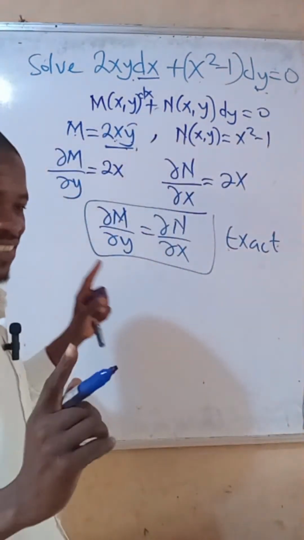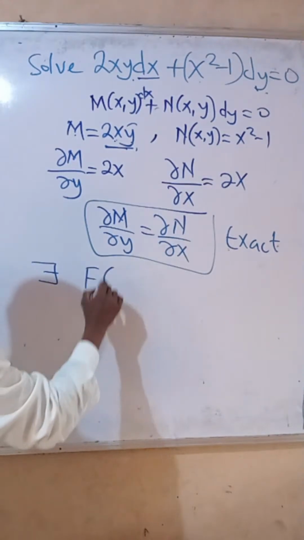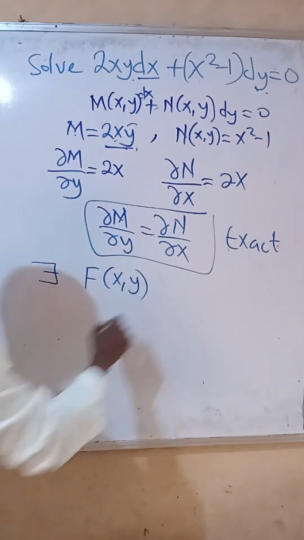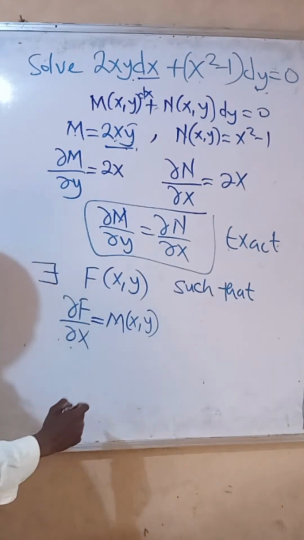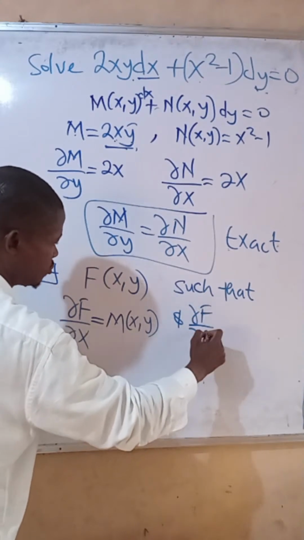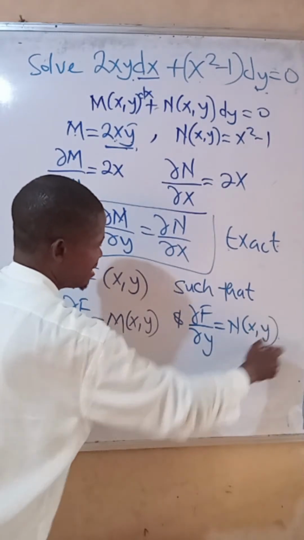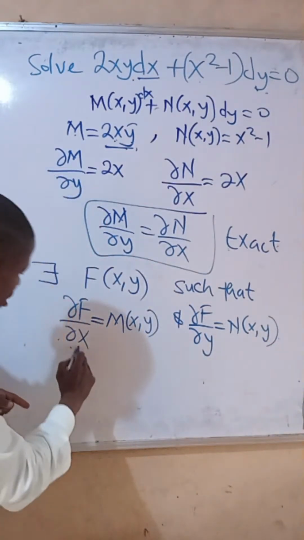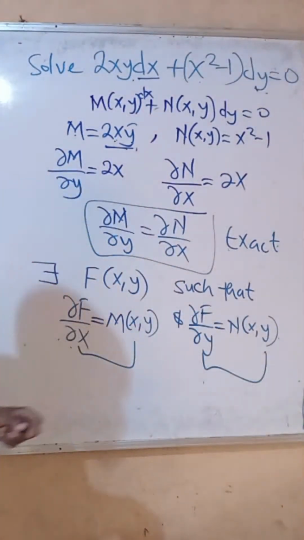And how do you do that? Once the equation is exact, it implies that there is a function f of two variables such that partial of f with respect to x is equal to m, and partial of f with respect to y is equal to n. You can use either one to get the general solution.